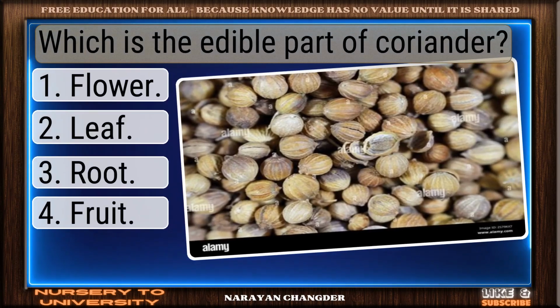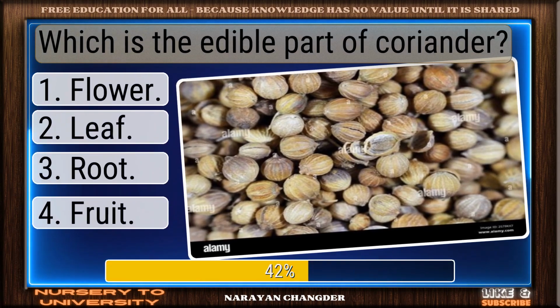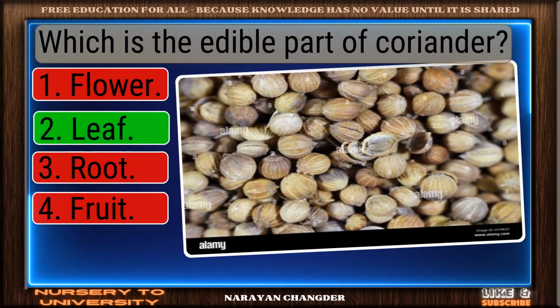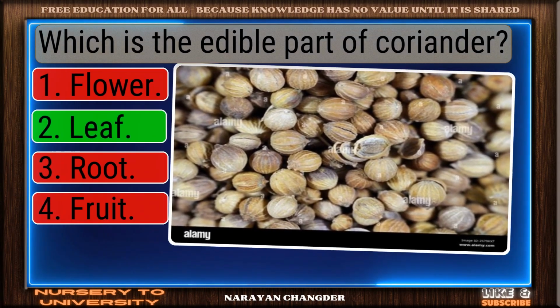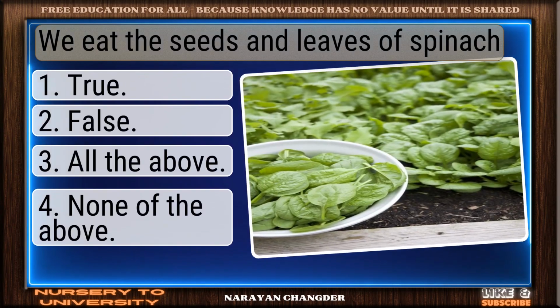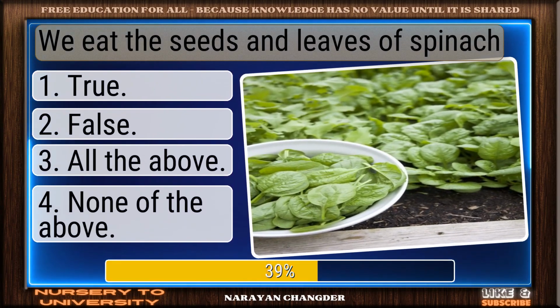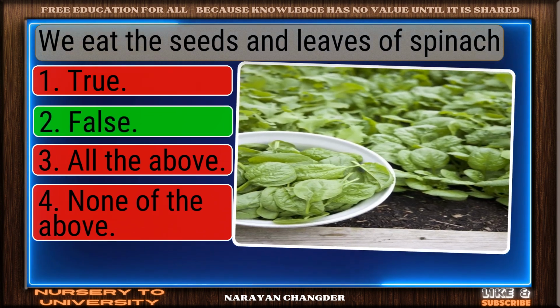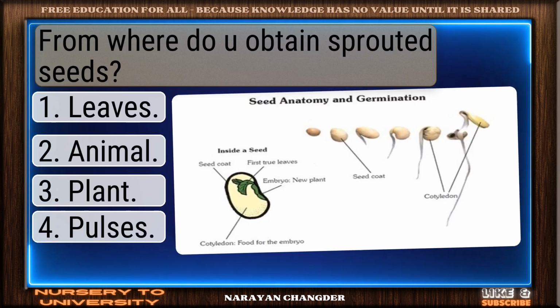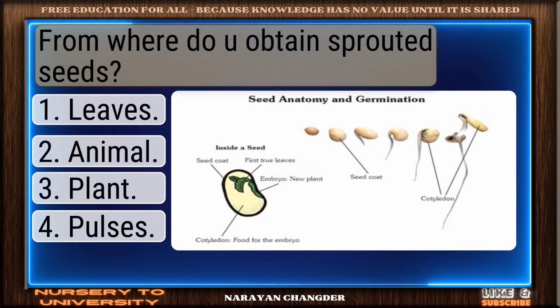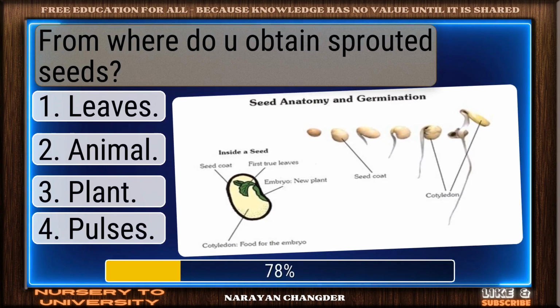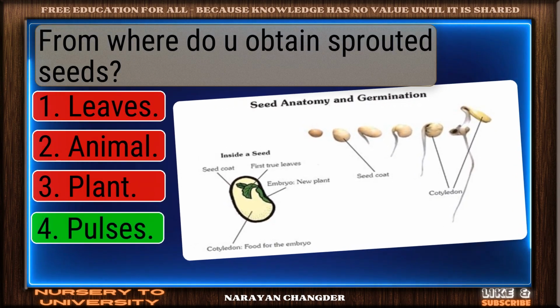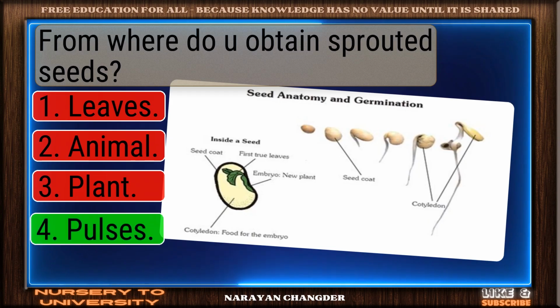Which is the edible part of coriander? Right again. Leaf is a valid answer. We eat the seeds and leaves of spinach. Solid response. False is a valid choice. From where do you obtain sprouted seeds? Bravo! Pulses is the answer.